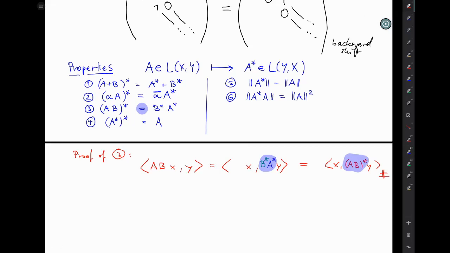Properties 1, 2 and 4 can be shown in a very similar style. Properties 5 and 6 are in fact a lot more difficult to show. Let's do that in problem 7 on our first exercise sheet.